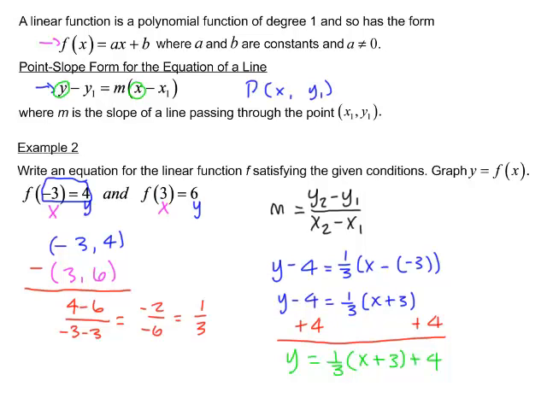We need to graph it. I'm out of space, up there in the right corner. So I'm going to graph the point negative 3, 4. There's my point.